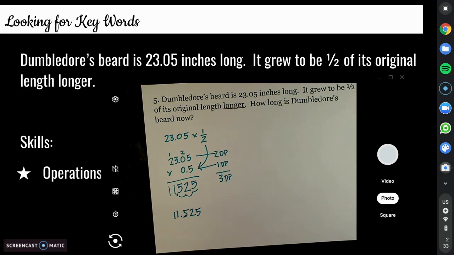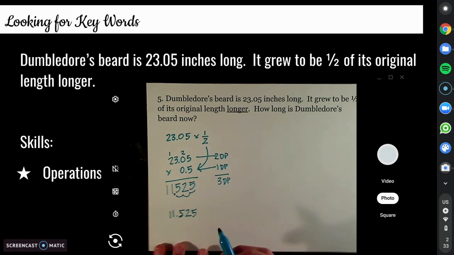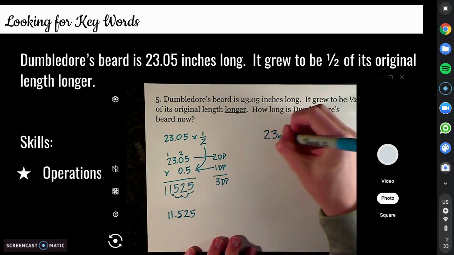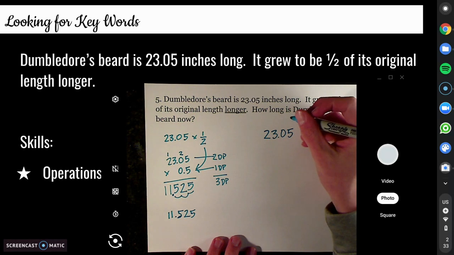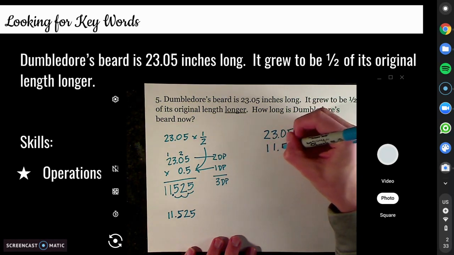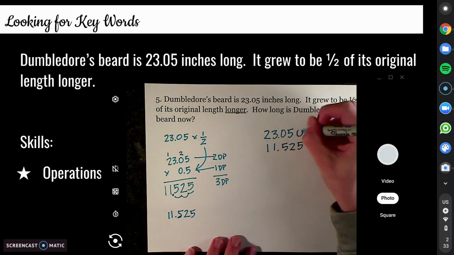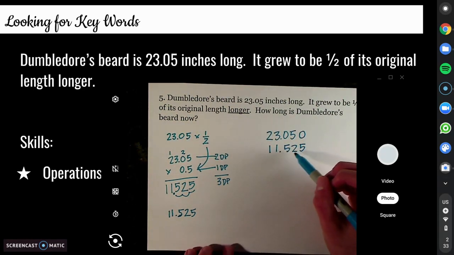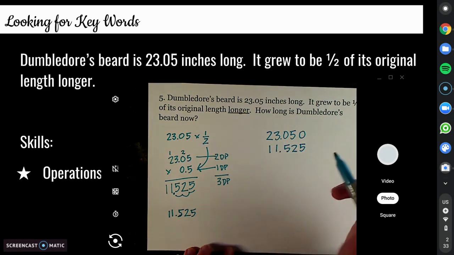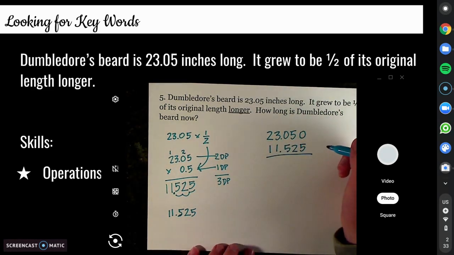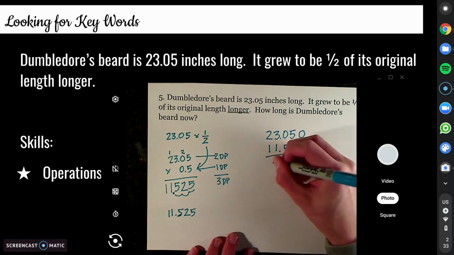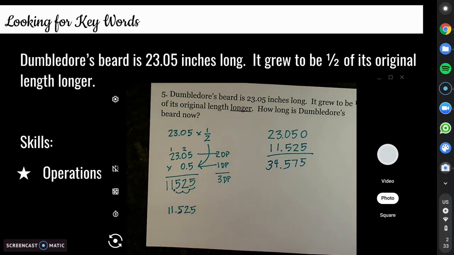That's not our final answer because it doesn't want to know how much longer it got. This is how much longer it got. It wants to know the new length of the beard, okay? So to do that, we just add the old length plus the new length, lining up our decimal points. Again, you could convert these to fractions, but that's kind of ugly, and 0.525 is not eighths or anything, so I think it's easier to just stay with decimals. Okay, then we do our addition, keeping our decimal places lined up.